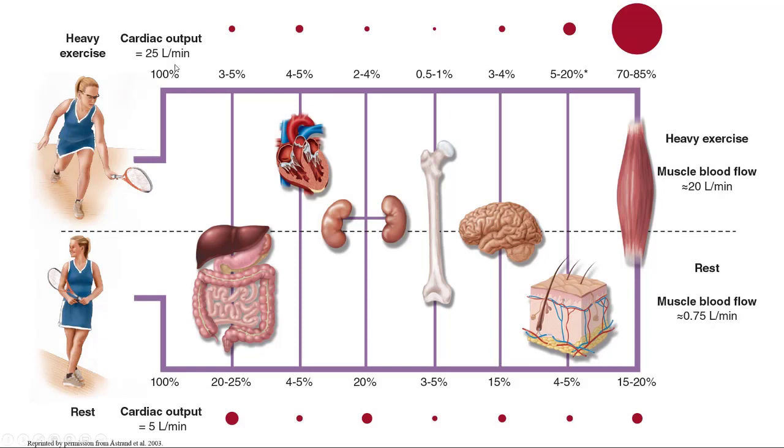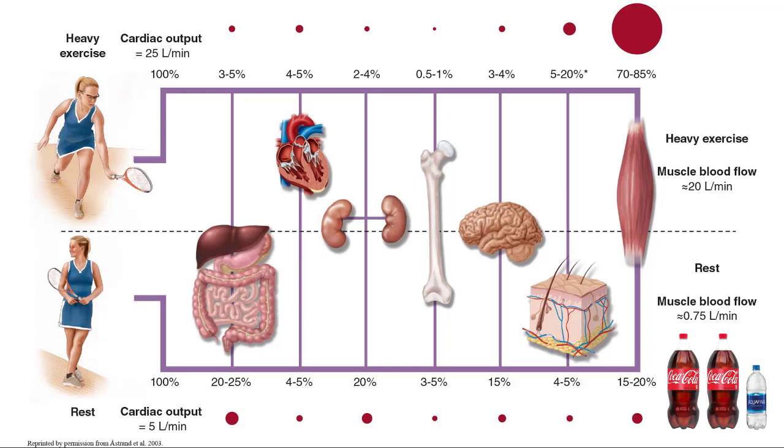When you look at heavy exercise now, so you're going from 5 liters here to 25 liters here, you can see that it's a significant reduction to the blood flow to the guts, to the kidneys. Heart maintains about the same because the heart is the vehicle which is pushing oxygenated blood to the tissue. Bone reduces, nervous system reduces, and you get a little bit of increase in skin. That's for perspiration and thermoregulation.